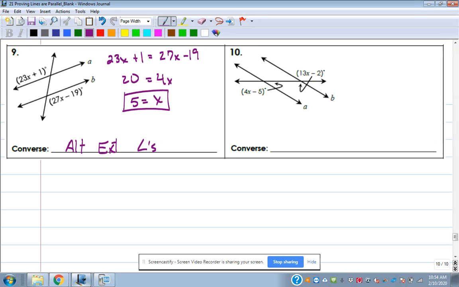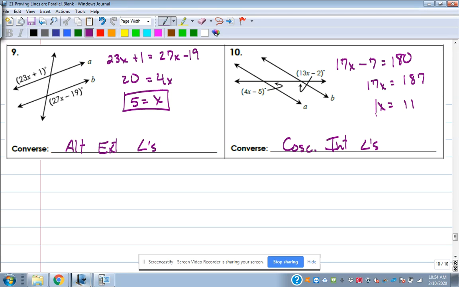What was that? Consecutive interior. Good job. So what do we do with them? Supplementary, so this is them equal to 180. So I'm just going to go ahead and do 17x minus 7 equals 180. 17x equals 173. No, 187. So x is 11. What's our answer?